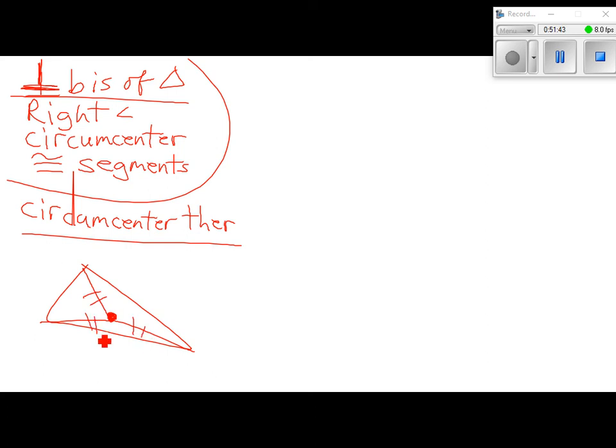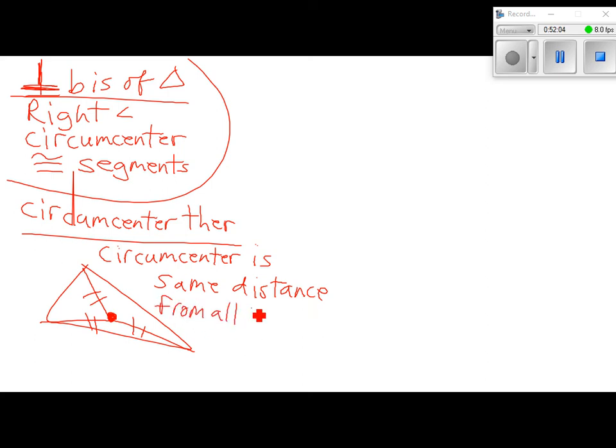So circumcenter theorem says circumcenter is same distance, or equidistance, if you wanted to write that out, the same distance from all three corners. Circumcenter is the same distance from all three corners in a triangle.